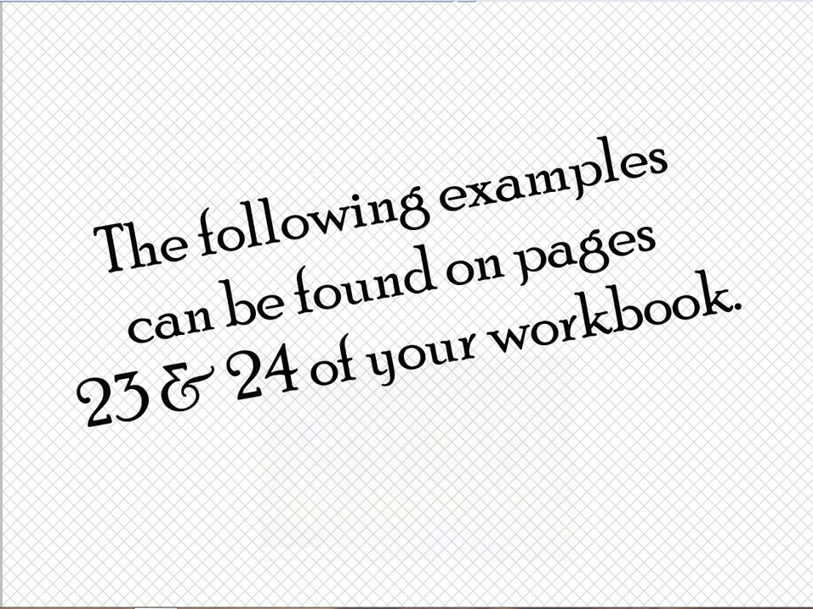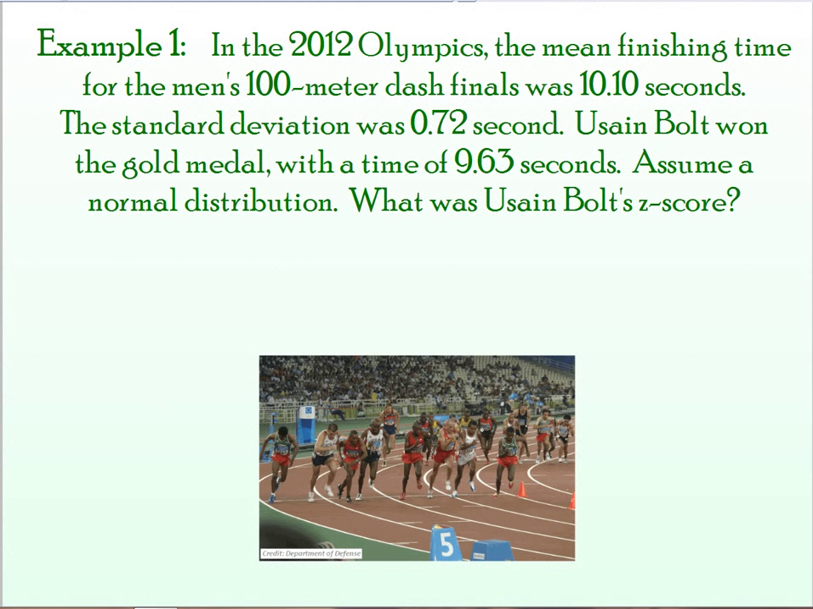In our workbook, we can find the following examples, so you can follow along if you'd like. Our first example is in the 2012 Olympics. The mean finishing time for the men's 100-meter dash finals was 10.10 seconds. The standard deviation was only 0.72 of a second. That's really fast. Usain Bolt won the gold medal with a time of 9.63 seconds. Assuming a normal distribution, what was Usain Bolt's z-score?